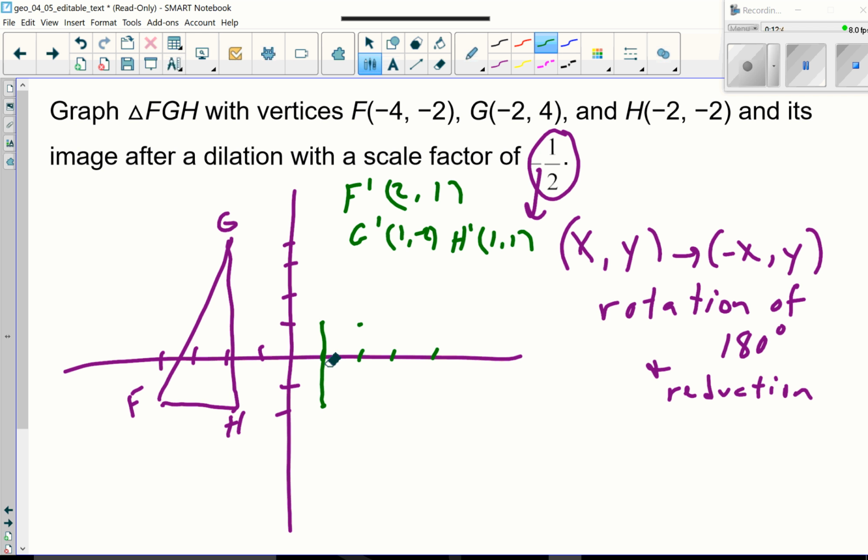And again, if we connect the dots, we will get this. And again, label, so F prime, G prime, and H prime. So again, we're rotating 180, and we're reducing.